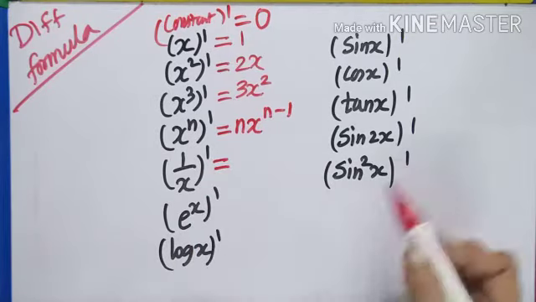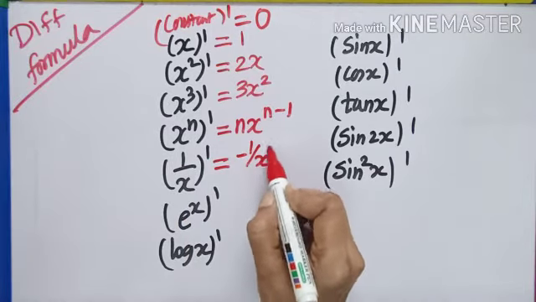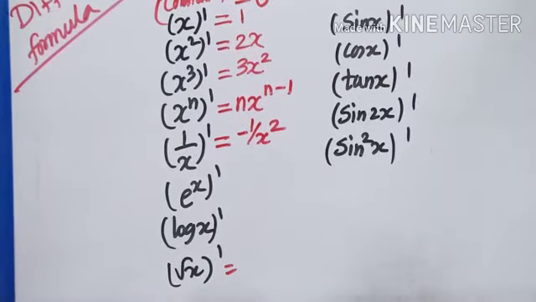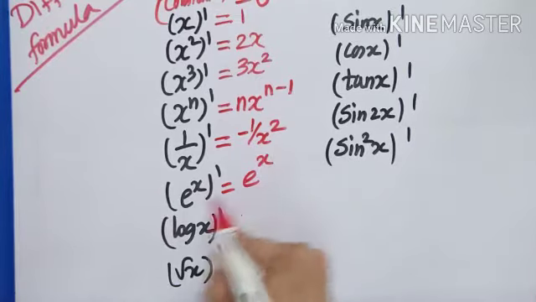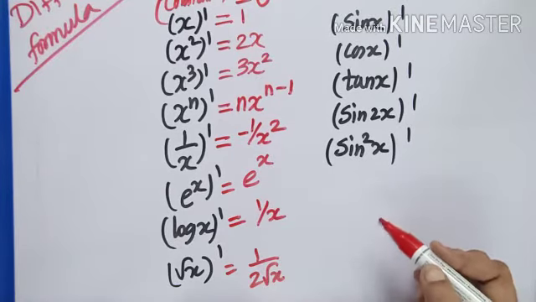Coming to certain special functions, 1 by x often will come, remember, its derivative is minus 1 by x square. Root x also will come. For root x, the derivative is 1 by 2 root x. So regarding x, you must remember these things thoroughly to apply in the problems. e power x becomes e power x, a very simple formula. Log x becomes 1 by x.